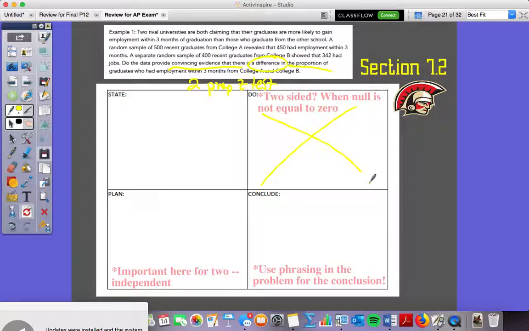When we do a 2-sided 2 proportion Z test, traditionally the null is going to be that the difference is equal to 0. So null would be P1 minus P2 is equal to 0. And the alternative is that there's a difference in the proportion, so that'd be P1 minus P2 not equal to 0. With the state part, I usually identify the parameter, stating the true difference in proportion.